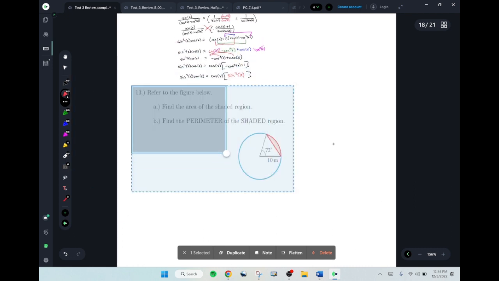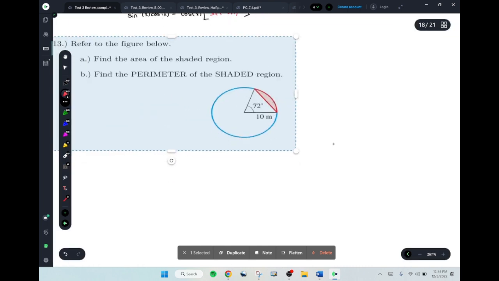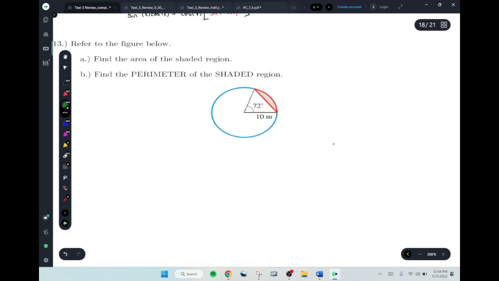Area of a shaded region? Well, I guess not. Don't say shaded region. What's the area of a triangle? That's the better thing to say. Green triangle. How do you find the area of a triangle? 1/2 A, B, sine of the angle. So that means the area equals 1/2, 10, 10, because that other side's 10, right? Sine of 72. Sweet. That's the area of the triangle.